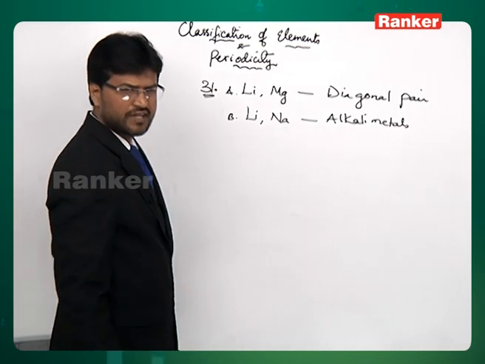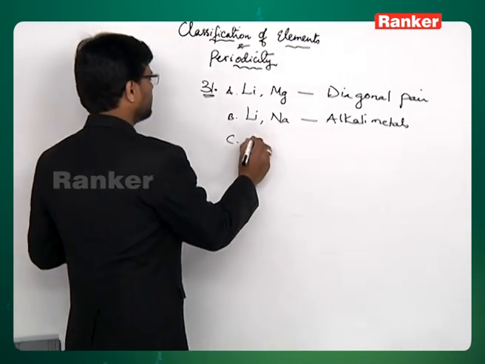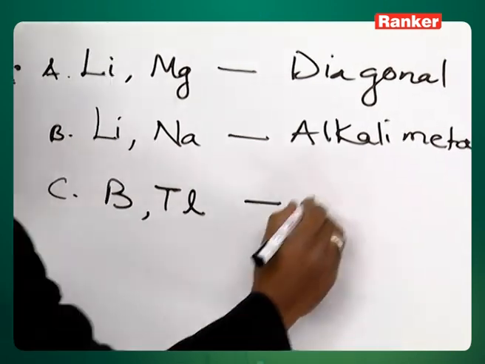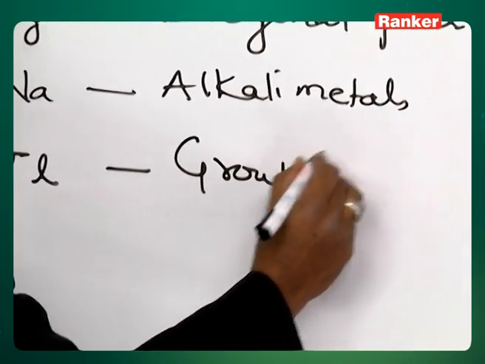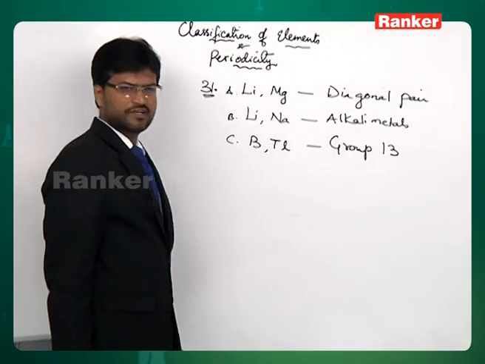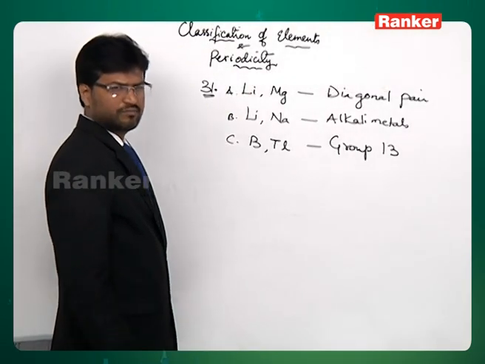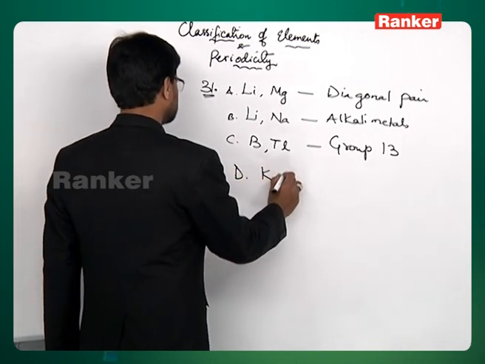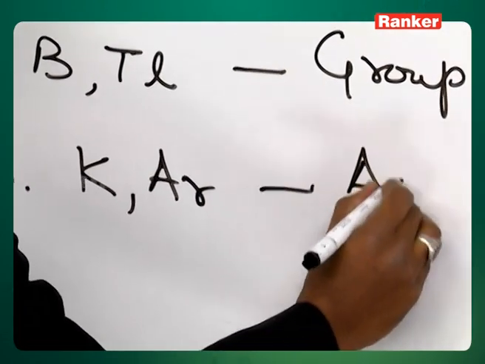C is boron thallium. Boron and thallium, they belong to third group, group 13 elements. Then you have potassium, argon. These are anomalous pairs.